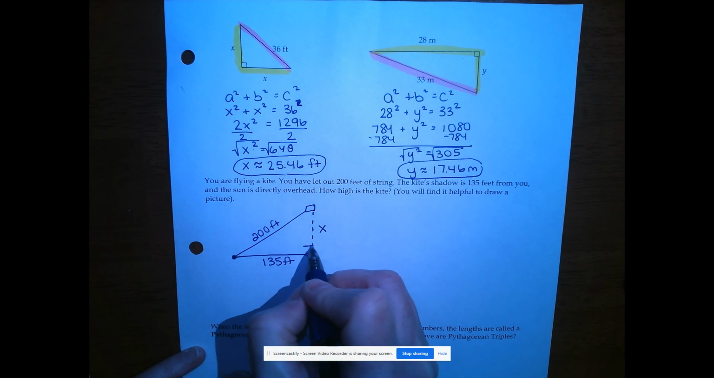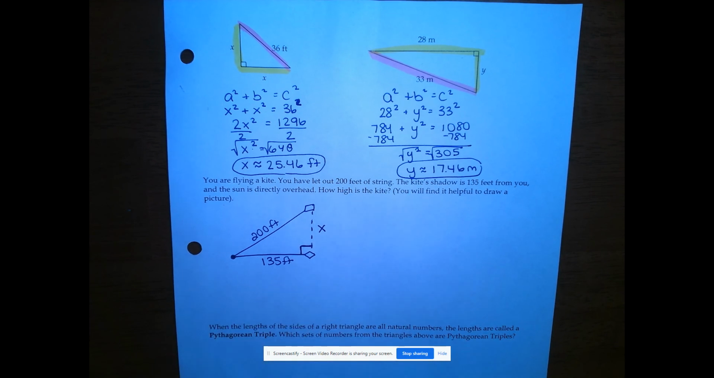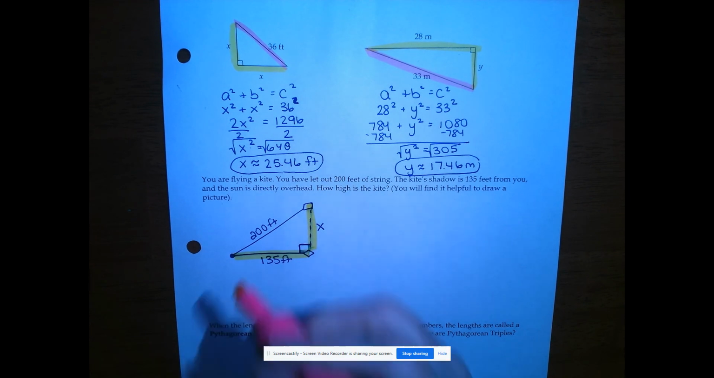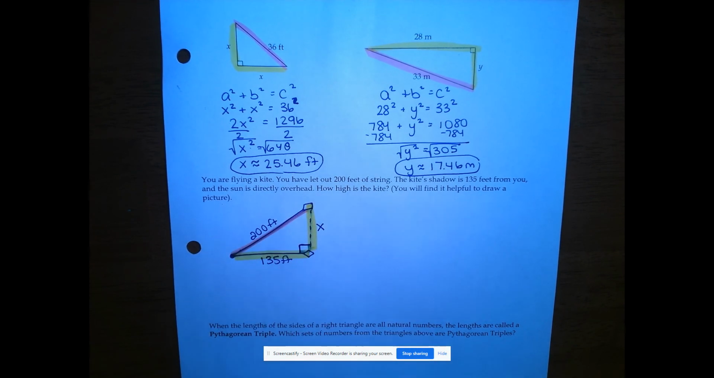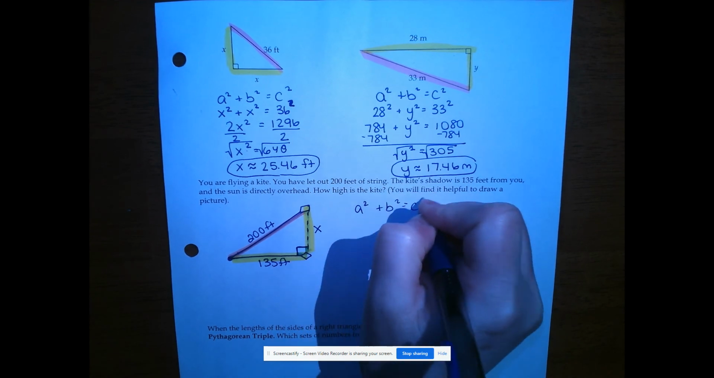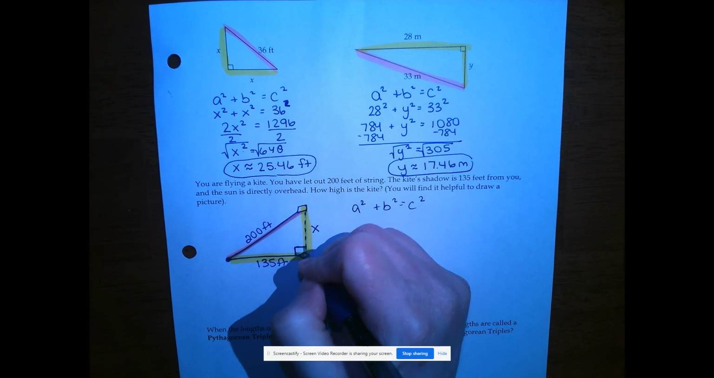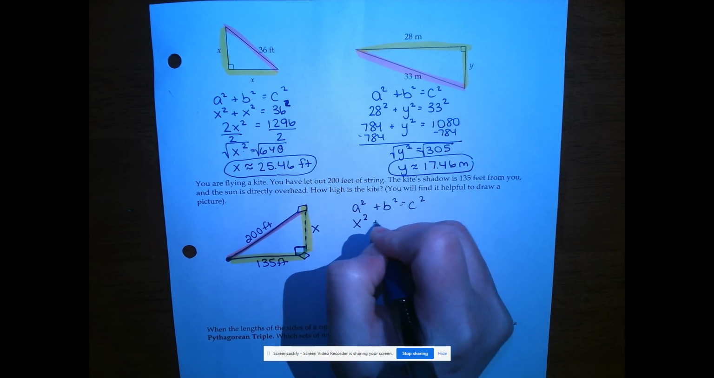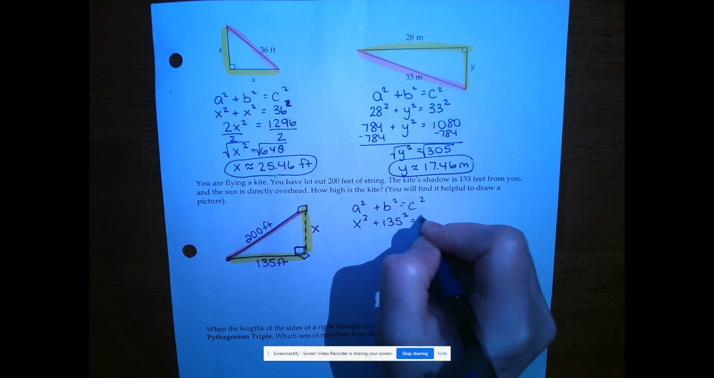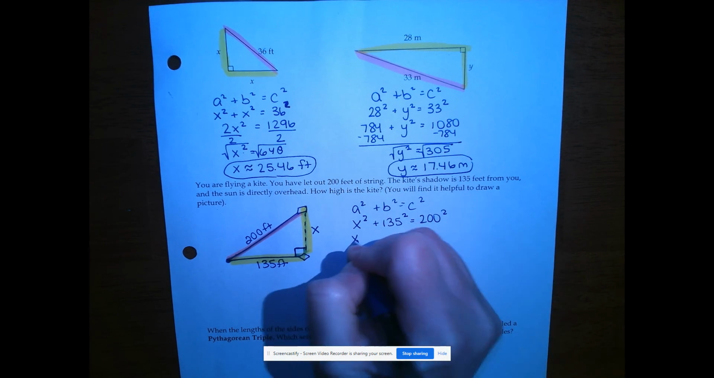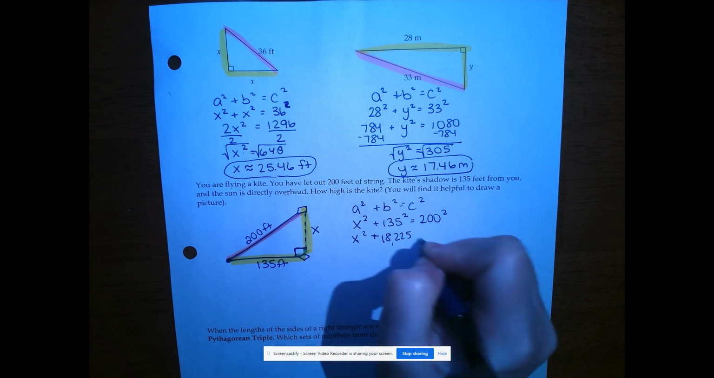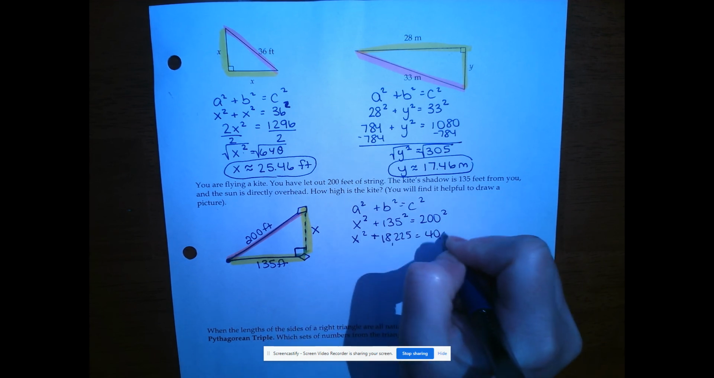But because the sun is directly overhead, here's your right angle. That tells me that we've got a leg, and the hypotenuse is the string of the kite that is at a diagonal. So I'm going to start with a squared plus b squared equals c squared. A squared, well, the missing side is a leg, so I'll put x there for x squared. The other short side is 135 squared equals, and the hypotenuse is 200 squared. I would have to do 135 squared, which is 18,225. I would have to do 200 squared, which is 40,000.